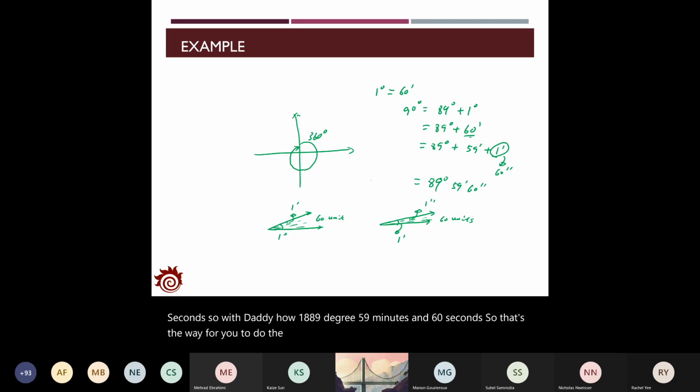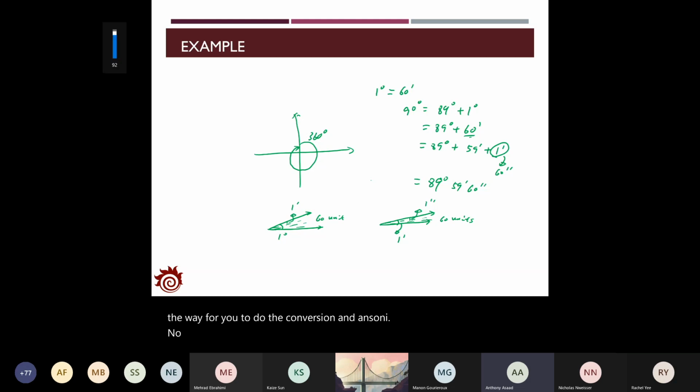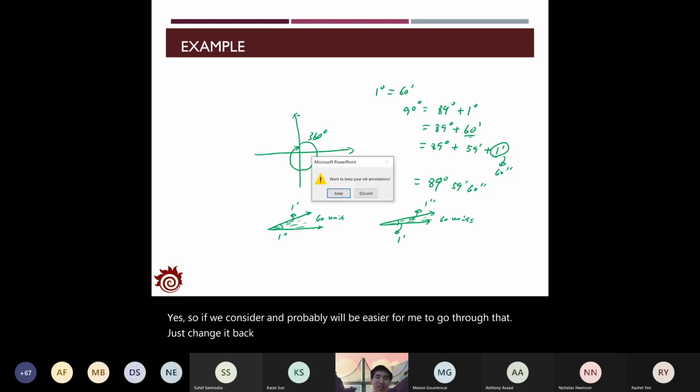And Sony? I had a question from the slides at the beginning. I don't understand how there was one vertical line and infinite vertical planes, but there's one horizontal plane and infinite horizontal lines. I don't understand the difference between them. Yes. So probably it will be easier for me to go back to that page.